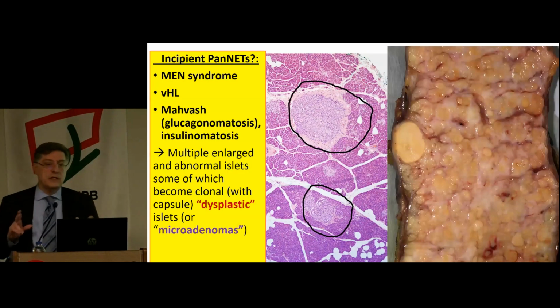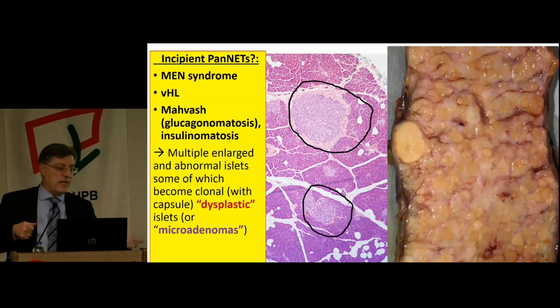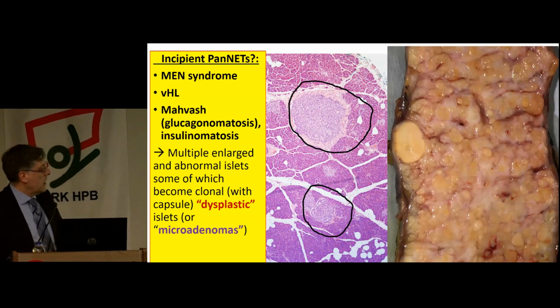Now, there's one exception that needs to be kept in mind, which is actually a very puzzling situation in terms of management: those neuroendocrine tumors that arise in the context of syndromes like MEN syndrome, VHL syndrome, Mahvash, glucagonomatosis, insulinomatosis cases, in which the term dysplasia is not used, but probably we should use it.